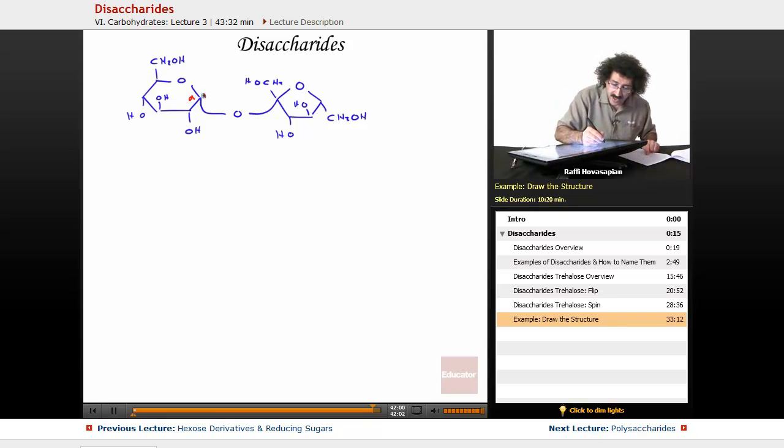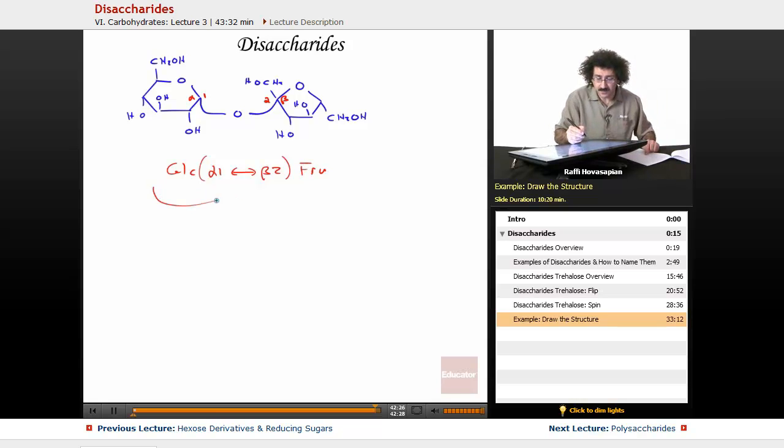And there we go. Now I have my alpha 1 configuration, alpha 1 carbon on my glucose. This is my beta 2. You can write B2, 2 beta. It doesn't matter the order, as long as the alpha 1 is on the left of the arrow. And okay. So we have GLC, alpha 1, double arrow, beta 2, FRU. This is sucrose.